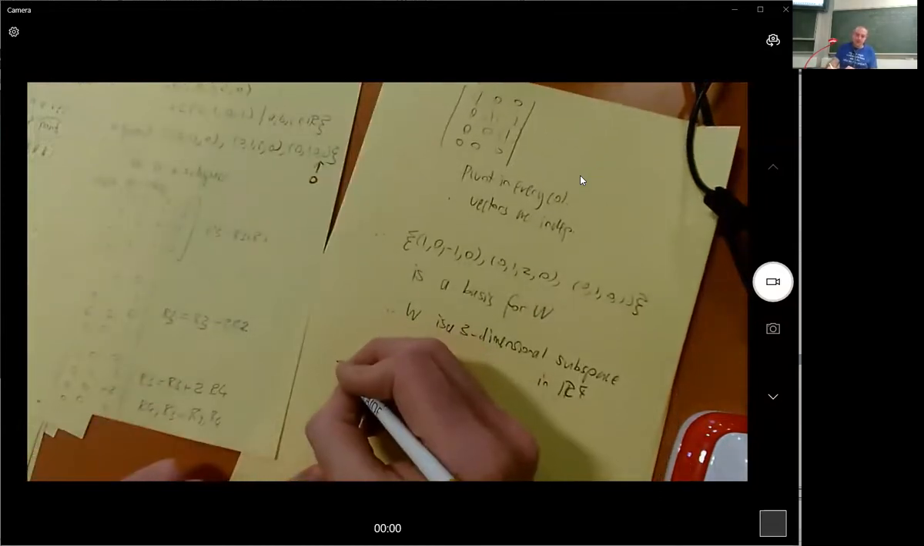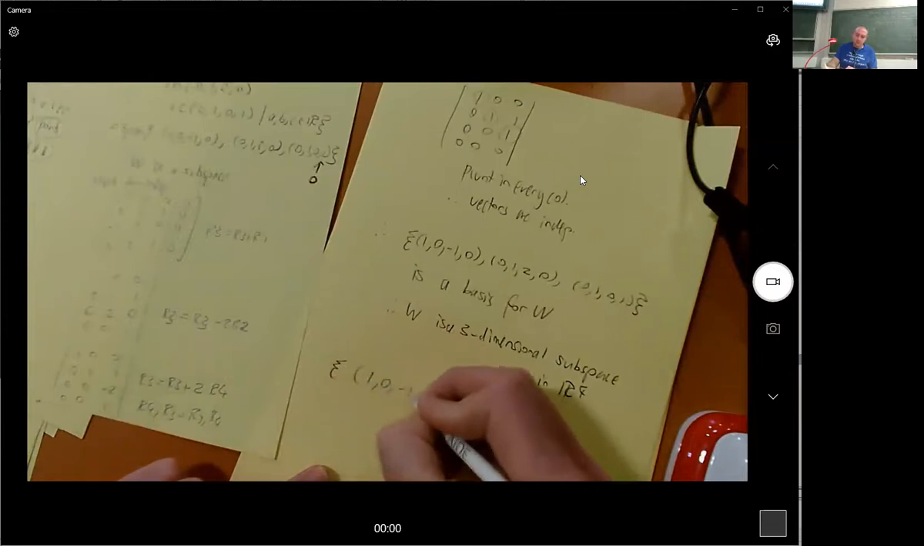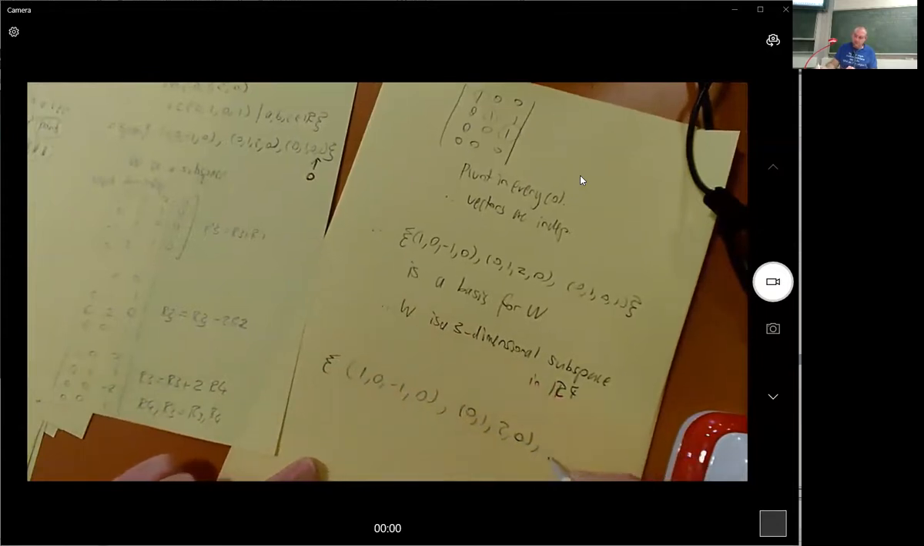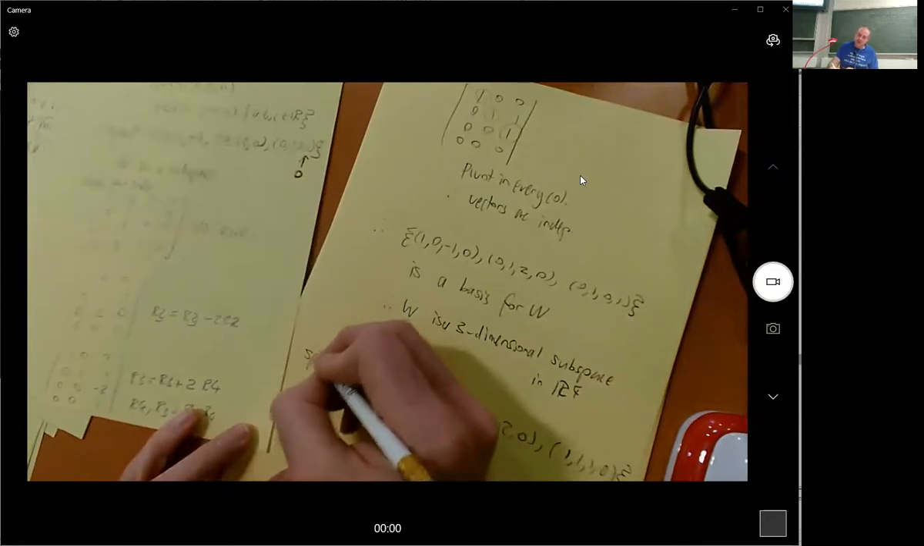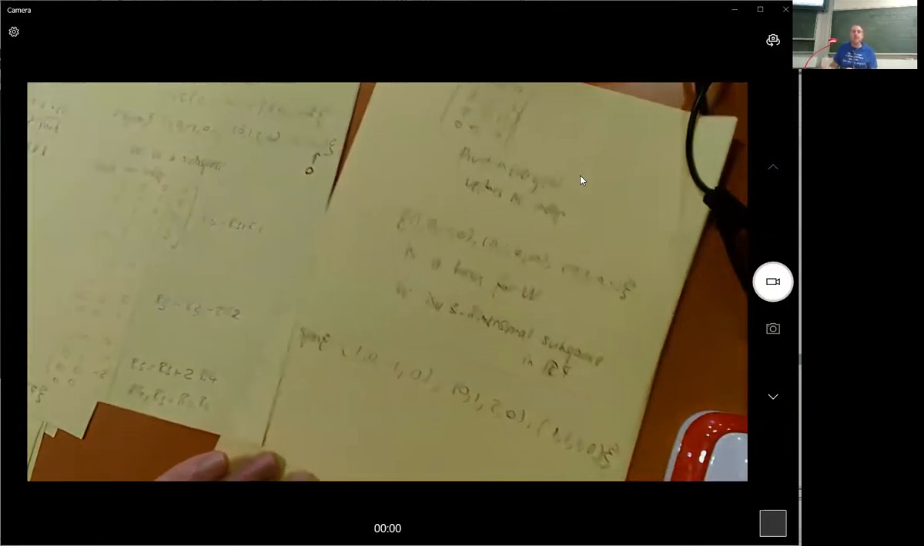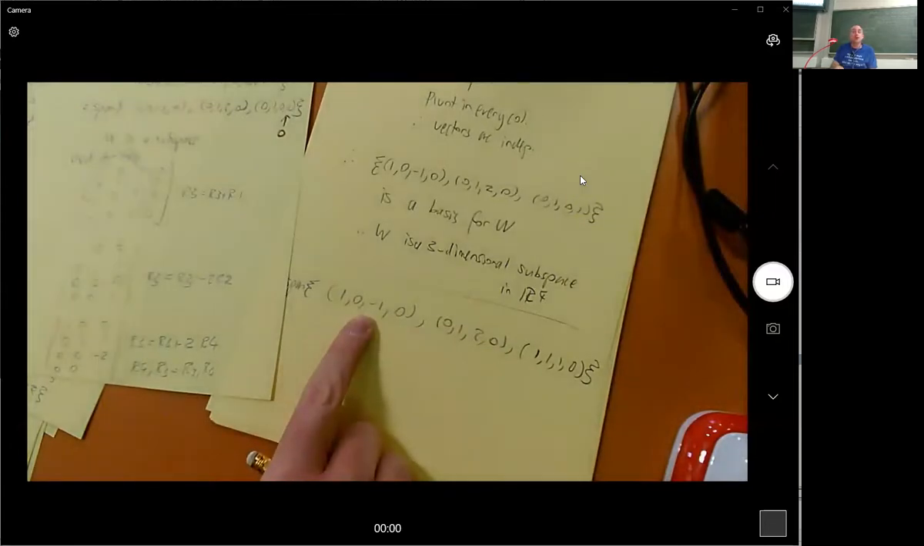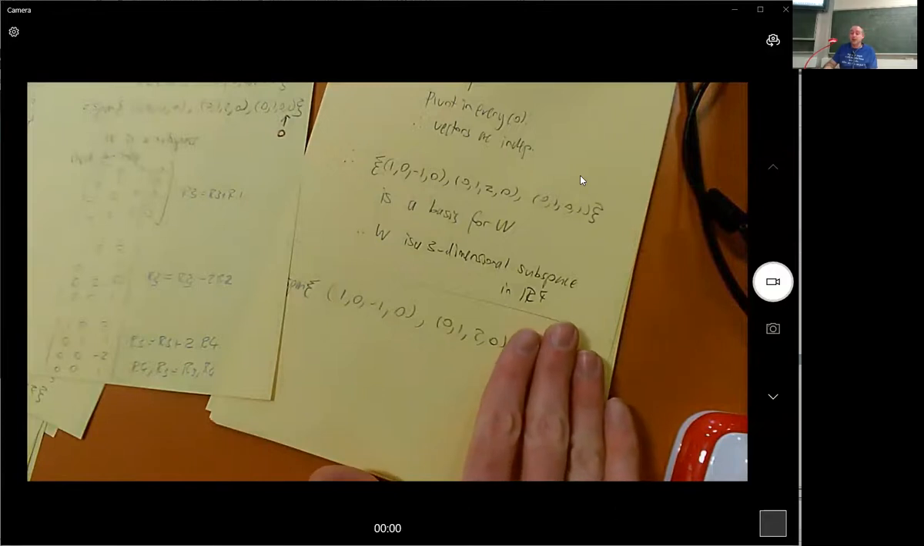Just to be clear, if I had the span of these vectors, because this one is a linear combination of those two, it doesn't count as part of the basis because I don't need it to create all the rest. So this would have been the basis, and it would have been a plane because it's two-dimensional.